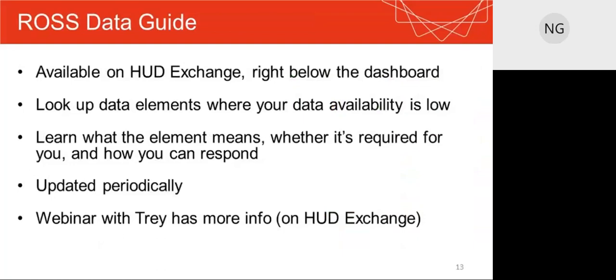The next resource that we want to mention is the ROS Data Guide. This is available as well on HUD Exchange right below the link to the dashboard. The main thing we encourage you to use this resource for is looking up the data elements where your availability is low. So in the data availability page of the dashboard, once you identify an area where you'd like to improve, you can flip over to the data guide and begin to look at how you might actually go about making an improvement on that particular data element. You can learn what the element means, whether it's required for you to report on it, and the allowable responses.